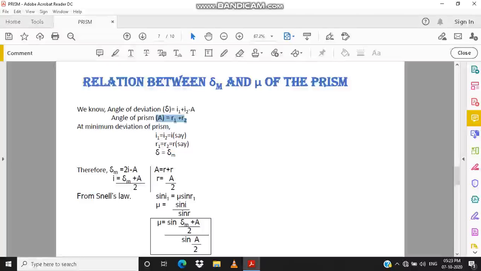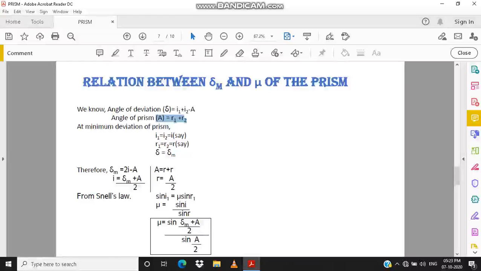What we do is we find the value of I. I equals delta m plus A, divided by 2. We already know A equals R1 plus R2. Since we are saying it as R, we substitute the values of R1 and R2 as R, and we get the value of R as A by 2, where A is the angle of the prism.